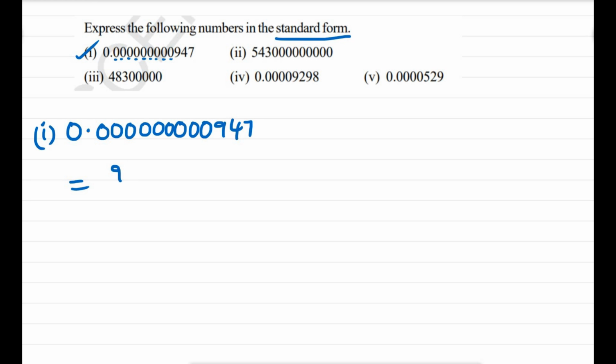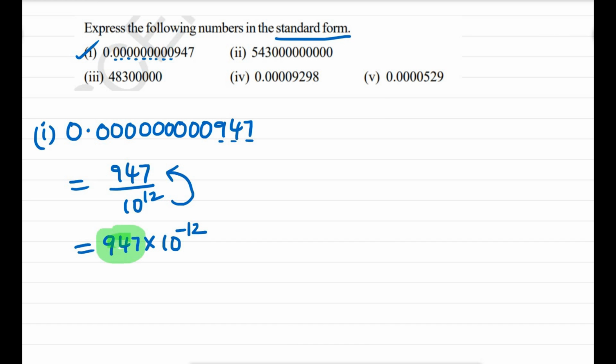So write this as 947 by number of decimal places. Already 9 zeros are there, then 10, 11, 12. So we can write it as 10 to the power of 12. So 947 into, if I take 10 power 12 to the numerator, that can be written as 10 to the power of minus 12. The task is to reduce it to less than 10, so I write this as 9.47 into 10 to the power of minus 12.